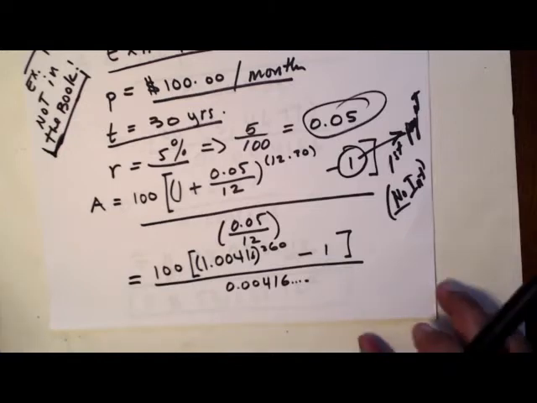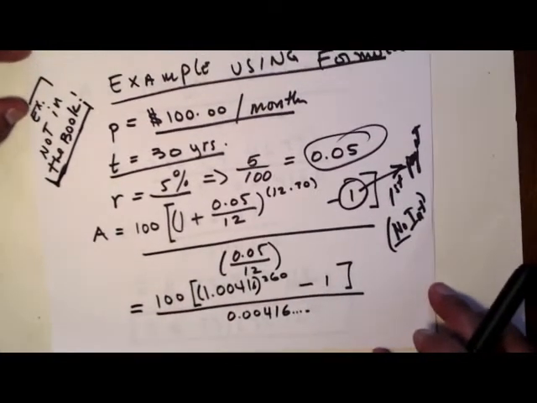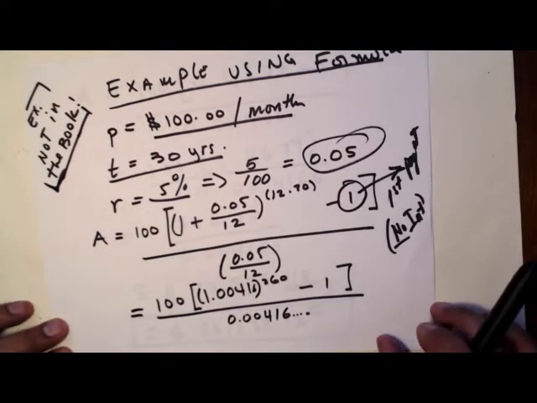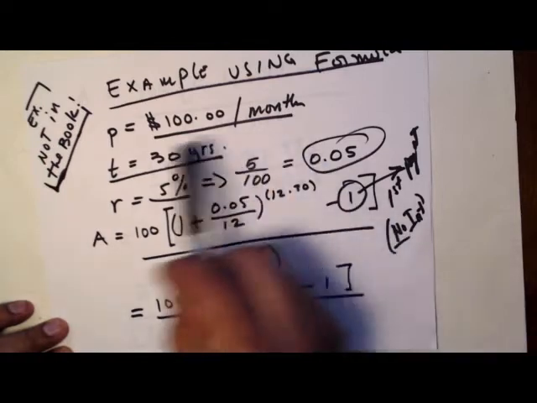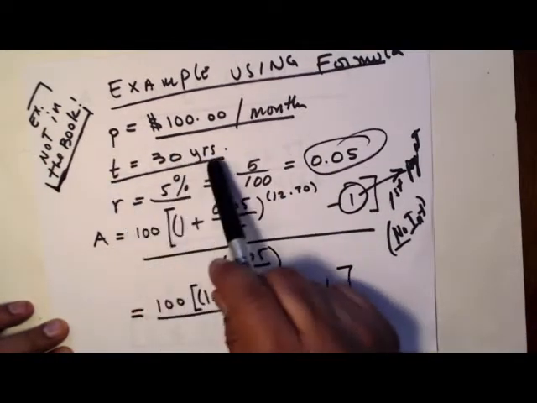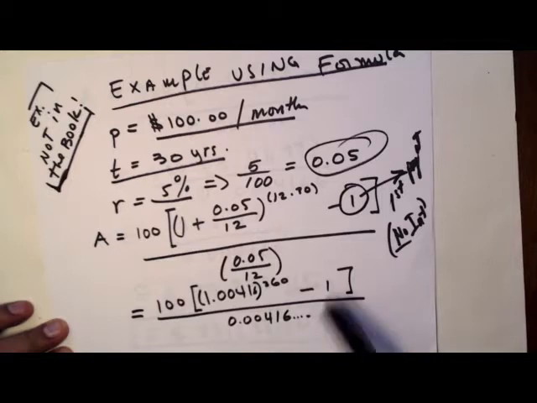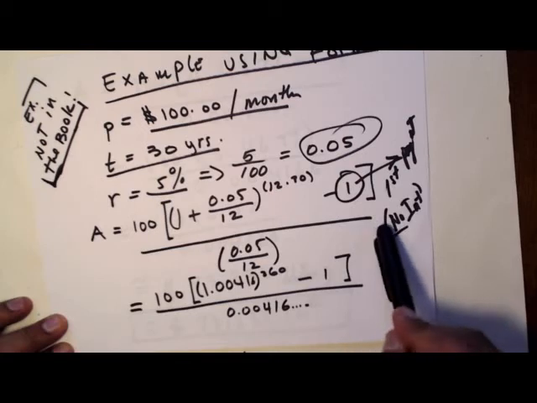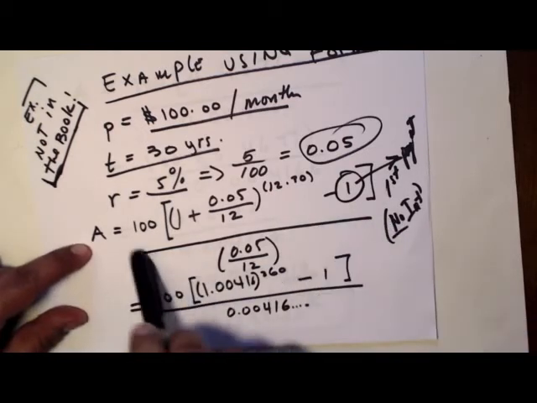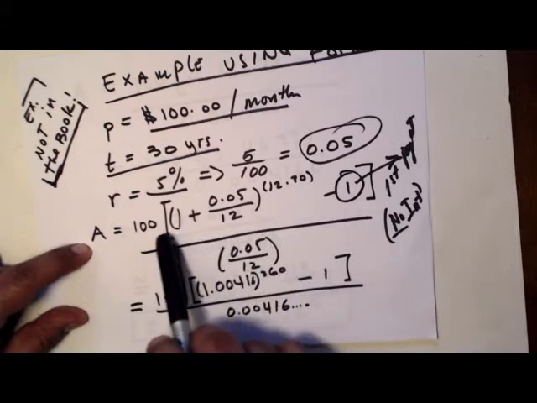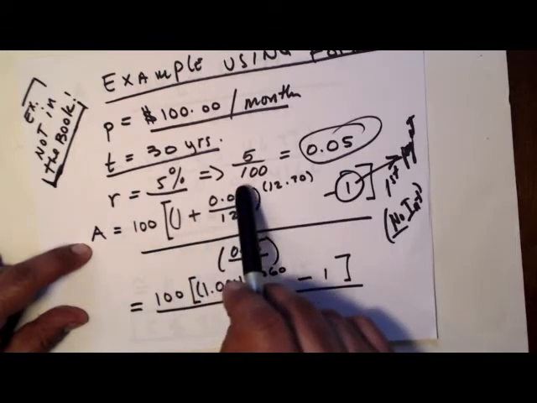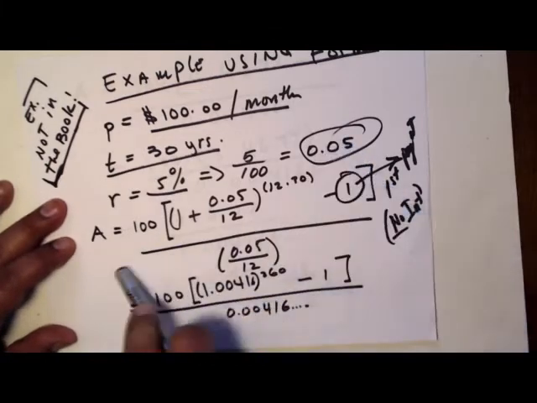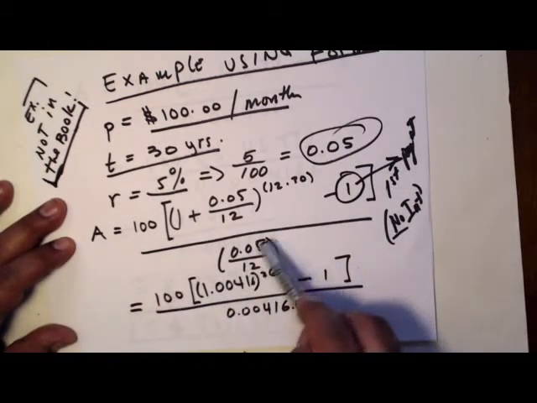There is an example here that is not in the book. Basically, I use the example that we had in the table. P is equal to 100, the time is in 30 years, the rate is 5%, we get the decimal point. Now, when calculating the amount, you put the principal, the quantity in the brackets, 1 plus 0.05 divided by 12, that's the decimal of the rate right here, divided by 0.05 divided by 12.